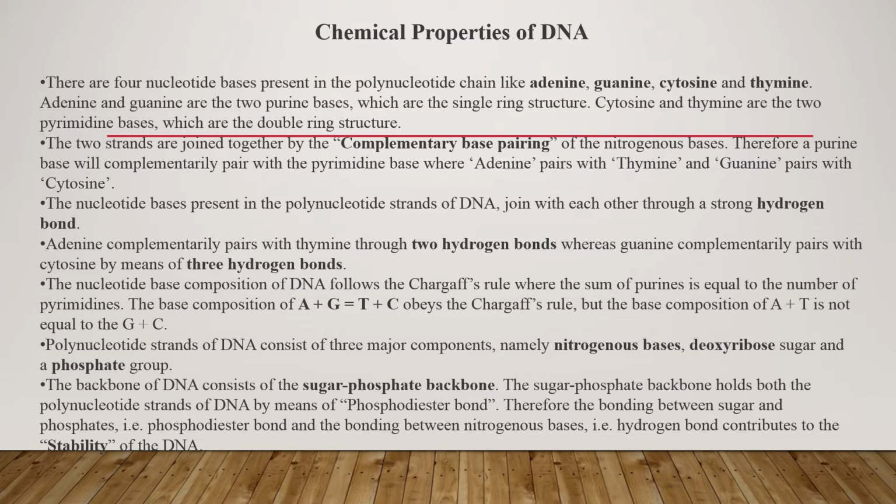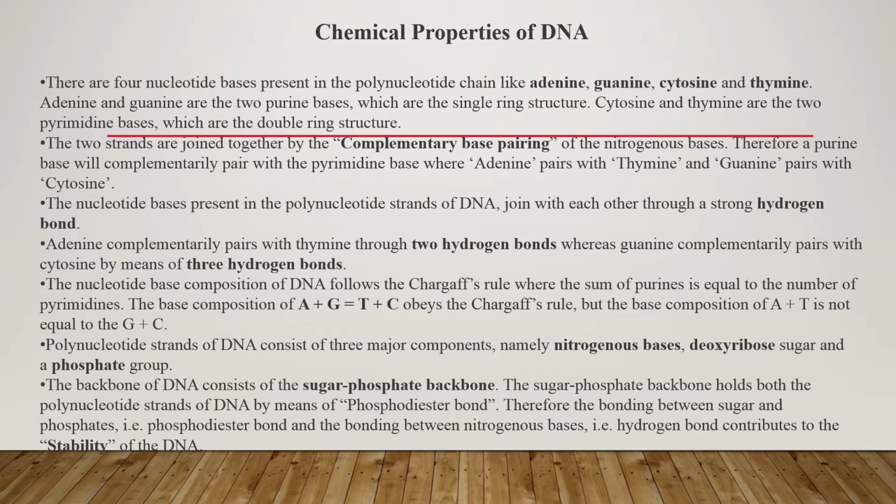There are some chemical properties of DNA. First of all, the nucleotides: four different types of nucleotides are present in the DNA, that is adenine, guanine, cytosine and thymine. Adenine and guanine are purines, which have a double ring structure. Cytosine and thymine are pyrimidines, which have a single ring structure. The two strands are complementary to each other, which means a purine always binds with a pyrimidine, like adenine pairs with thymine and guanine pairs with cytosine.